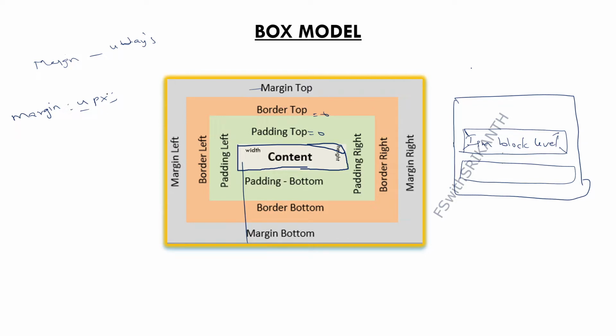If we give 1 value, it is applied to all 4 sides. Suppose you give 2 values, margin 2 pixels and 3 pixels. The first value is for top and bottom, and the second value is for left and right.